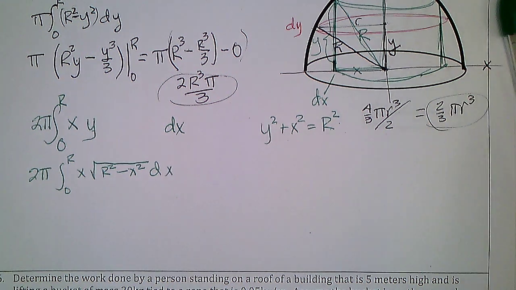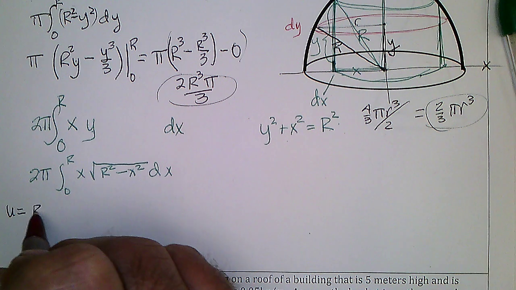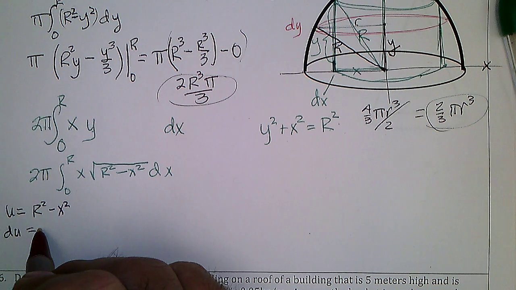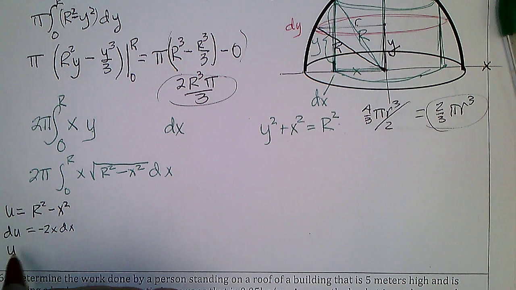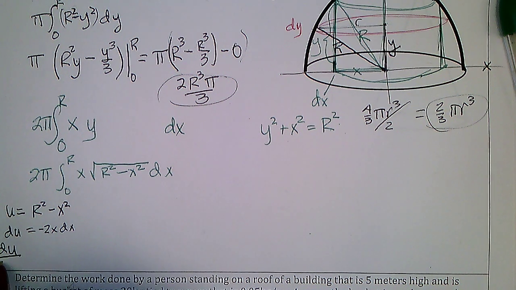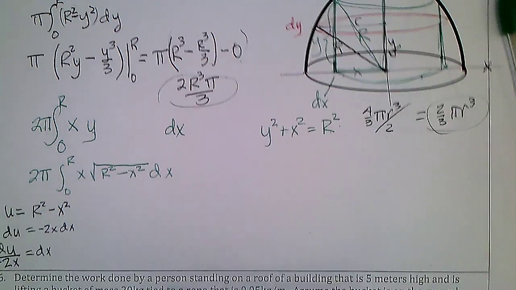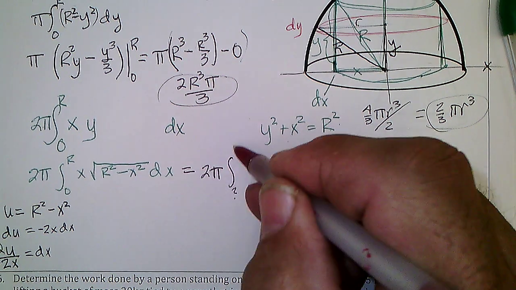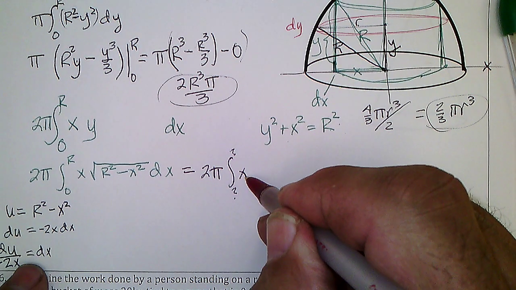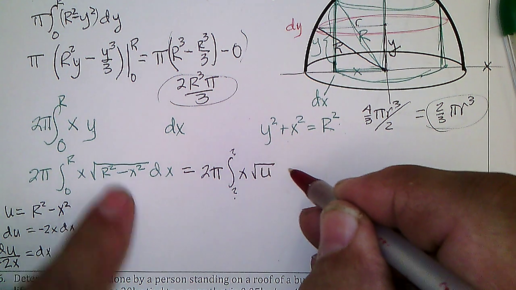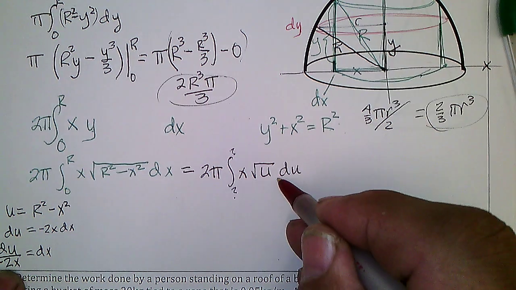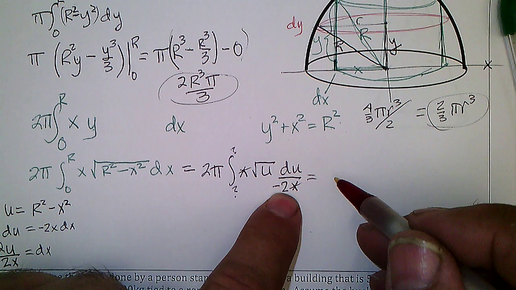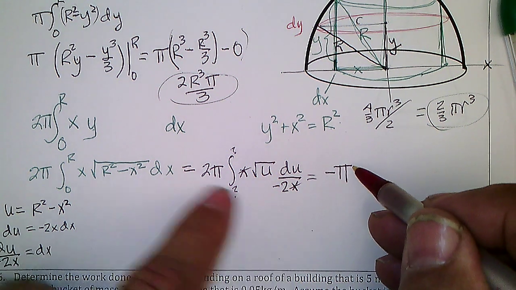Okay, to integrate that, I would do a u substitution. So du would equal minus 2x dx. So I'm going to replace dx with du over minus 2x. So I would now have 2 pi, integral of x, and then the square root of u, and dx would be du over minus 2x. The x's would cancel, and the minus 2 would come out here and make this minus pi. The 2's would cancel, but the minus would not.